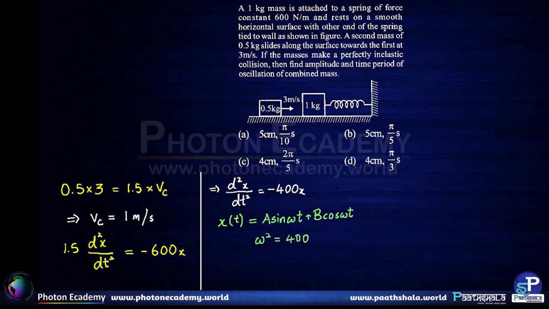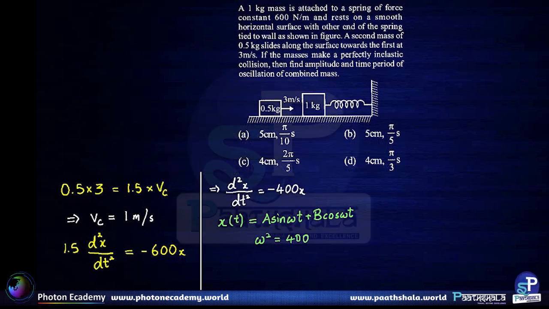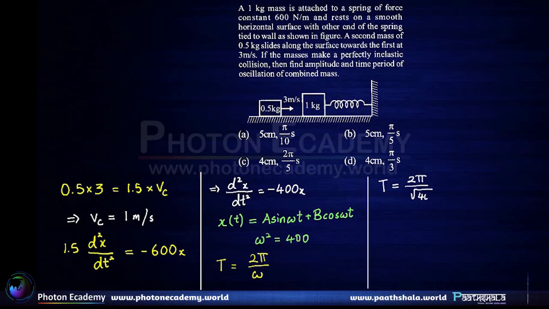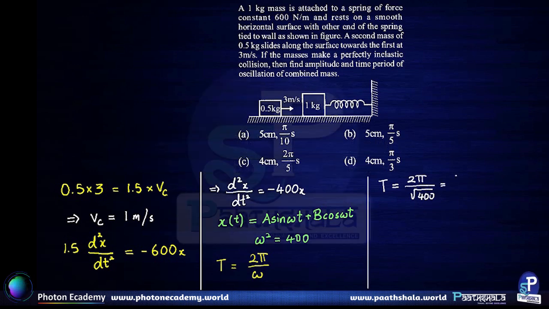Now, what is the time period of an oscillating body? The time period is given by the time it takes for it to complete a full oscillation, which means omega t has to go from 0 to 2 pi. Therefore, time period is equal to 2 pi by omega. So, time period can be written as 2 pi by the square root of 400, or pi by 10. And we also have to find the amplitude of the combined mass.